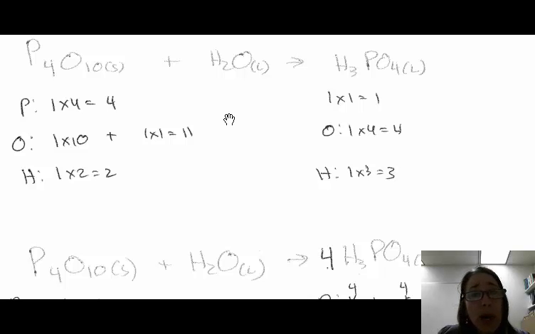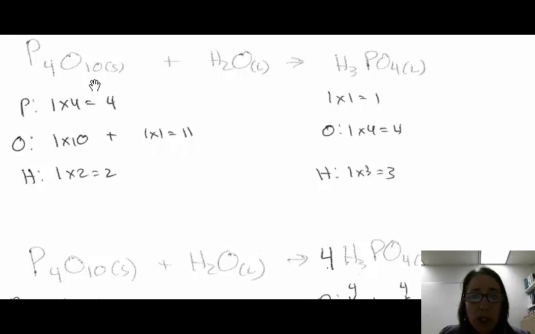Once we get our chemical equation, the next thing we want to do is count the number of atoms of each element on each side of the arrow. Sometimes chemical equations are already balanced the way that they're written, all with coefficients of 1. So if we count the number of phosphoruses, there are 1 times 4 on the reactant side and 1 times 1 on the product side. So our phosphoruses are not balanced.